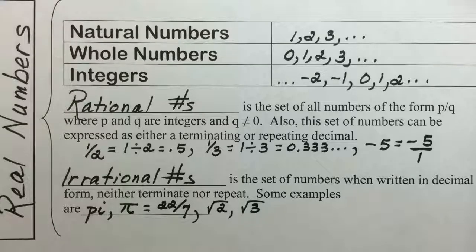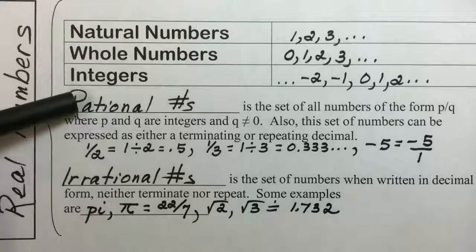Other examples are square root of 2 and square root of 3. These are not perfect squares, and the decimal equivalency does not repeat itself or terminate. The square root of 3 is approximately 1.732, but again, strongly emphasize the word approximate because this value does not terminate to a final value.